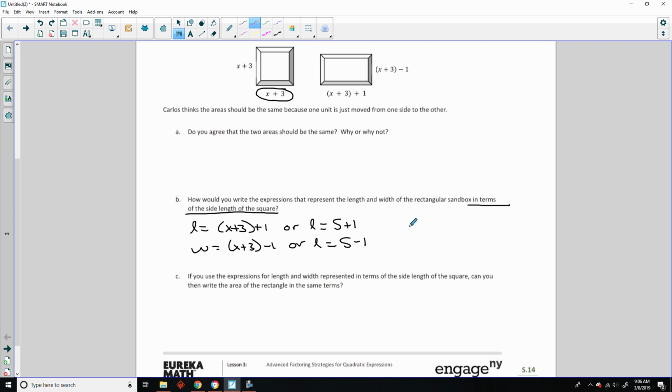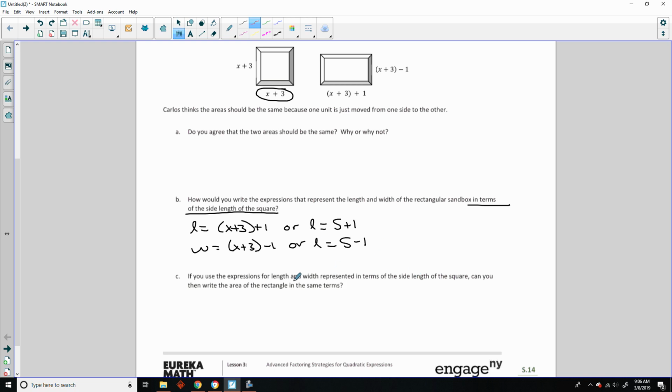Okay, so I want to point out a common mistake here. Since we have these parentheses here, we don't know what x is, and we don't want to add 1 and say that's x plus 4 and this is x plus 2. So leave it in terms of the square, which is, we have to have that x plus 3 in the equation.